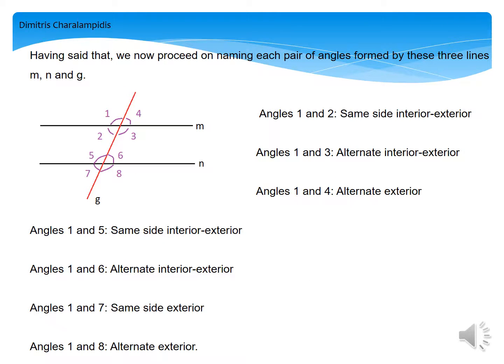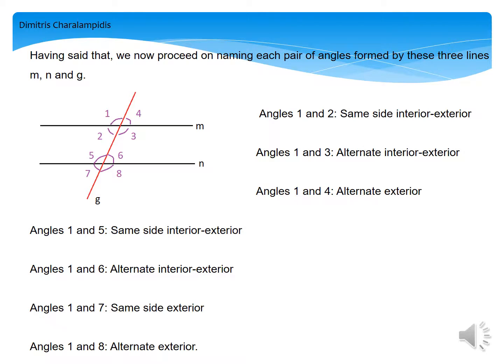Having said that, we now proceed on naming each pair of angles formed by these three lines M, N, and G. Let's start with a pair of angles 1 and 2. We can see that they are both placed on the left side of line G, so they are definitely same side angles, and that one of them is between the lines M and N, while the other one is outside of them. So here we have a pair of same side interior-exterior angles.